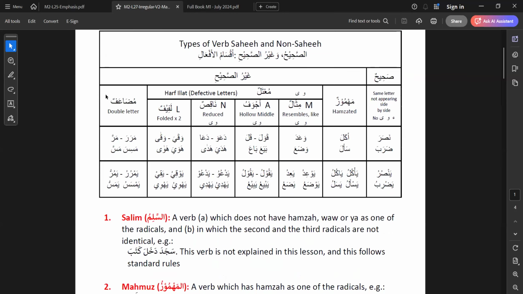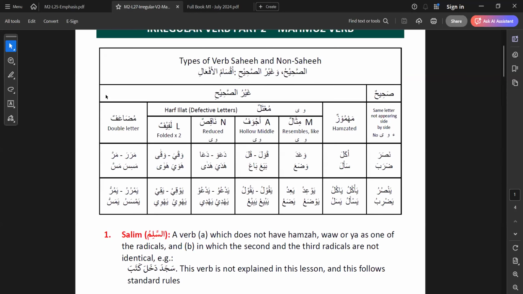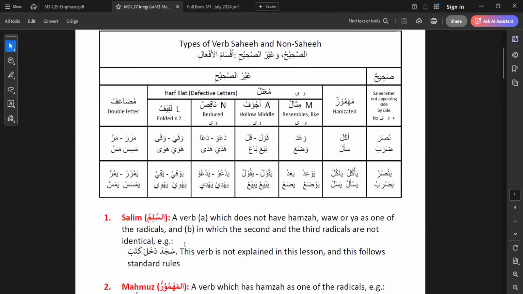It doesn't have Hamza or weak letter. No problem with this illat. You see, harf illa means defective letters, weak letters, right? There's no defectiveness. Sound, Salim. All good. Is that okay? Good question. Jazakallah. Salim.